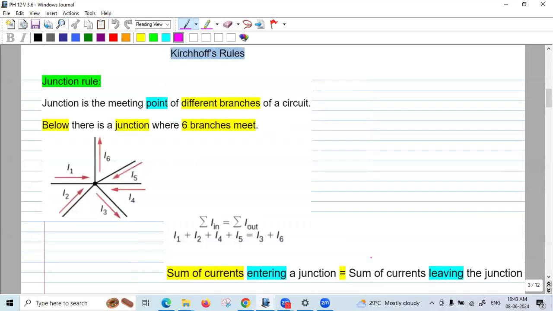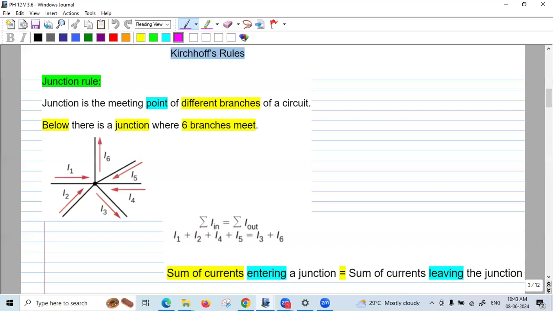The next topic is called Kirchhoff's rule. So this is like a junction where more than one wire is there. In some wires the current is entering, and in some wires the current is leaving. So the current is entering in 1, 2, leaving in 3, entering in 4, 5, and leaving in 6. So the total entering currents are 1, 2, 4, and 5, and the currents that are leaving are 3 and 6.